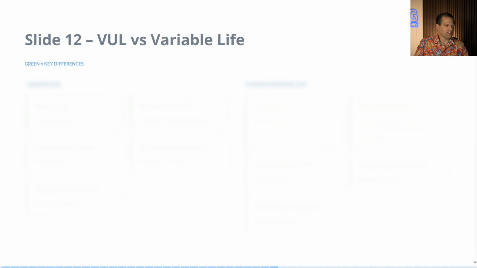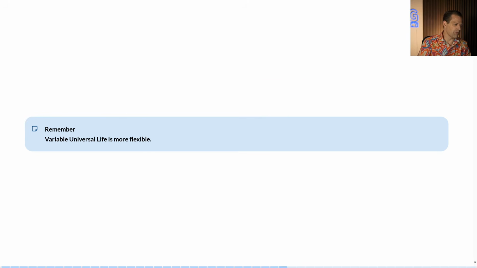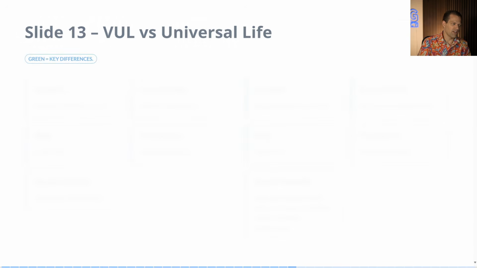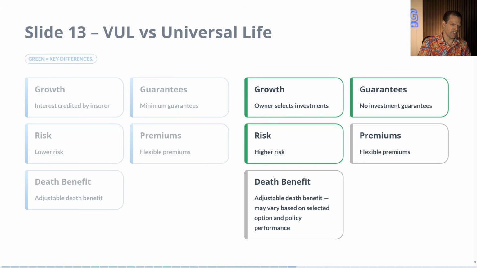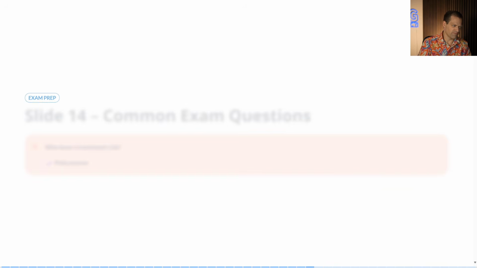So here's the comparisons of VUL versus variable life. You can take a look on the screen here and do this comparison. You can download the slides at lifehealthexamcoach.com for free once you register. Remember, variable universal life is more flexible. Here's VUL versus universal life. You'd like to take a look at the difference there. Exam shortcut here is to remember universal life, it credits interest, whereas VULs, the owner controls the growth.